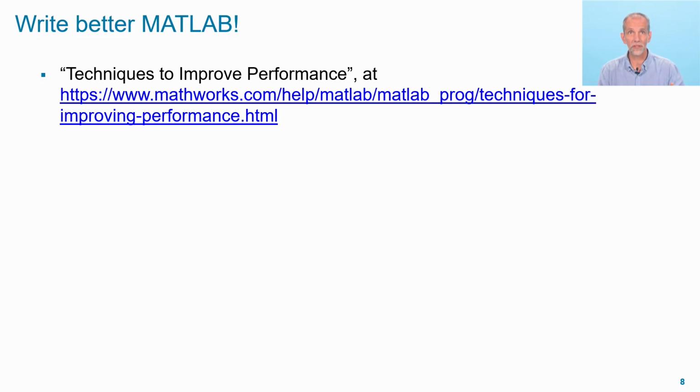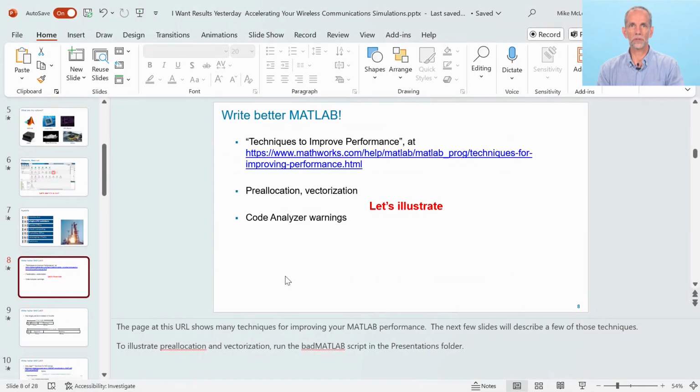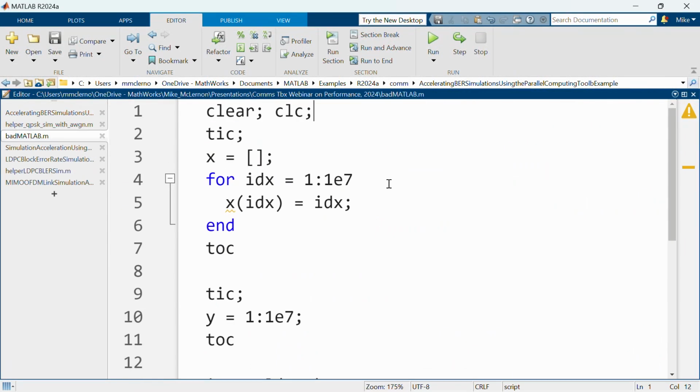There are a bevy of techniques. This link right here tells you the kinds of things that you can do. I'm not going to talk about all of them, but just a few. First of all, pre-allocation and vectorization, and then code analyzer warnings. So let's illustrate. And so we will once again go to our MATLAB. And this is a little toy function that I wrote that illustrates bad MATLAB techniques. So all I'm going to do, all this code does, is create a vector.